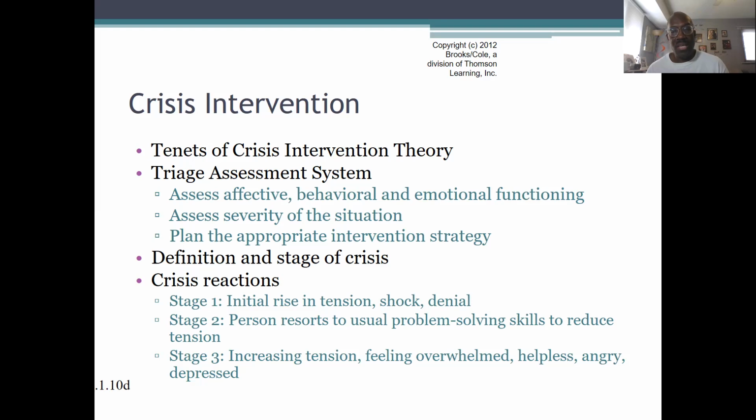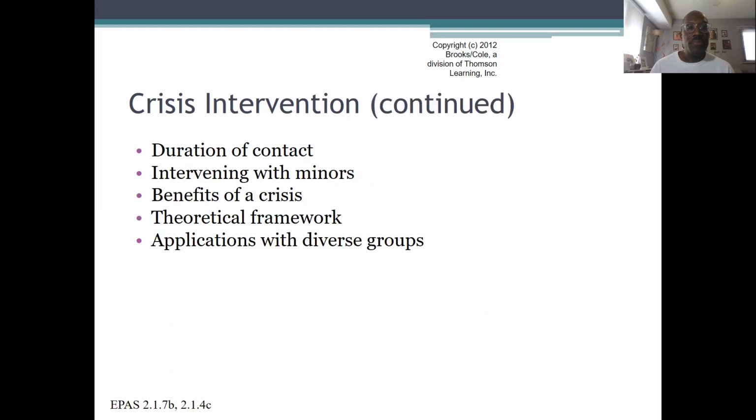So a crisis is just that. It's a crisis. It's an emergency. It's an unplanned event that happens in people's lives that throws pretty much all of our emotional and affective and behavioral functioning for a loop. So we need to think about it from that standpoint.